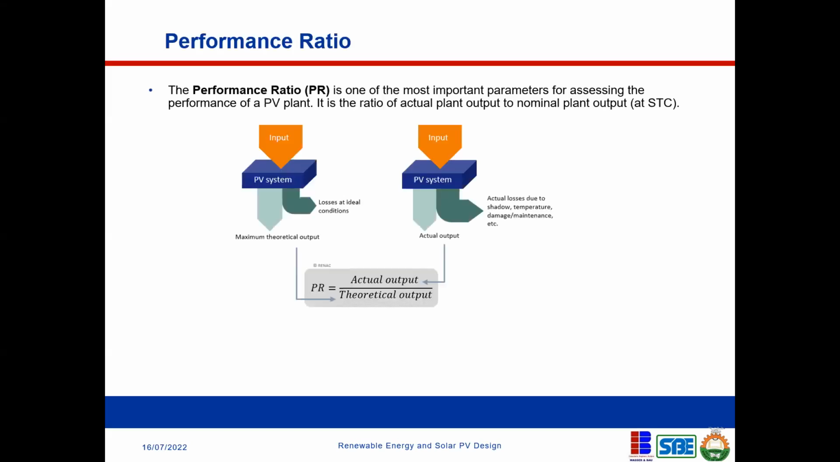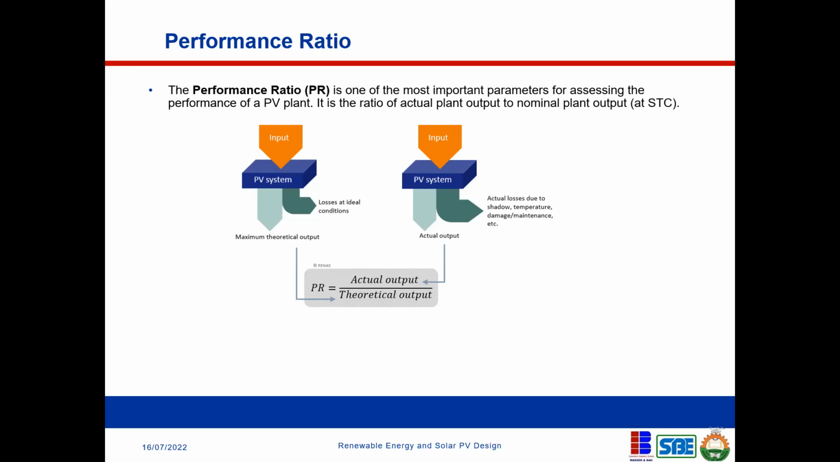I've explained this performance ratio before now. When I said that if you have a solar panel that is rated 400 watts and you install it in Nigeria, you will not get 400 watts from that solar panel. You will get maybe 350 watts, because 400 watts is at standard test condition. So in Nigeria, you're not meeting that standard test condition, so you definitely will get less energy from that solar panel.